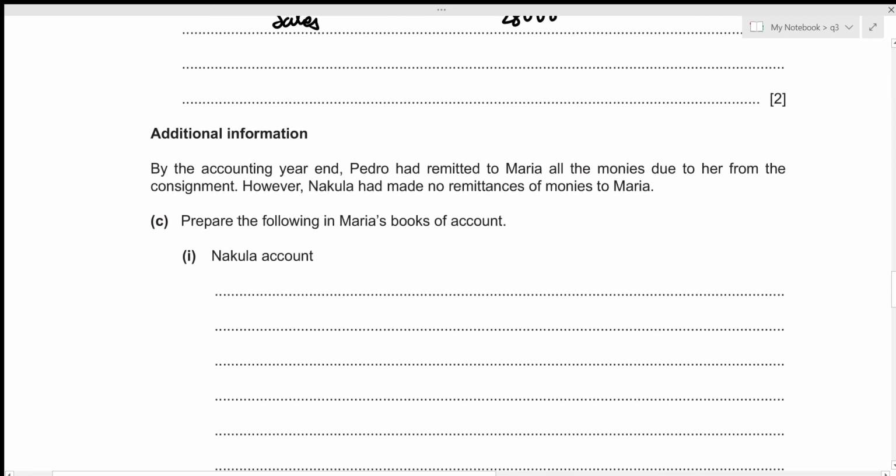By the accounting year end, Pedro had remitted to Maria all of the monies due to her from the consignment. However, Nakula had made no remittances of monies to Maria. So Nakula is yet to pay to Maria, whereas Pedro already settled all of the due money. Now for the third part of this question, we need to prepare the following in Maria's books of accounts. The first one is Nakula account. Okay, again, this is very simple as well.